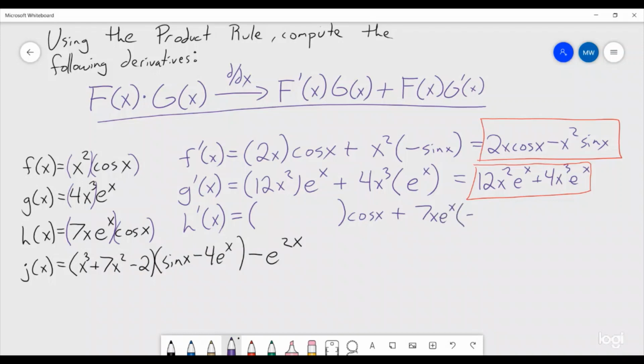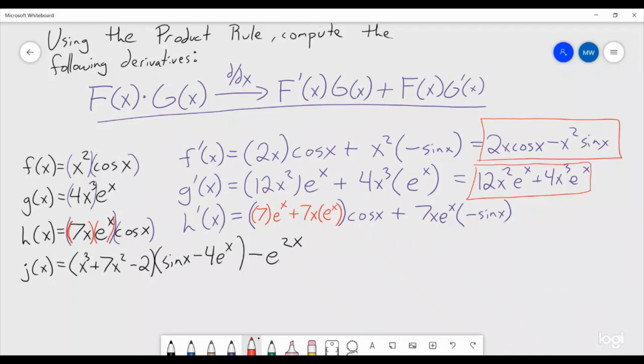Derivative of cosine is a negative sine x. Now you notice I skipped the derivative of the first function. Well, that's because for the first function, we're going to have to do a product rule for that one too. So if we break this first function up into 7x times e to the x, then we'll be able to take that derivative. So now only looking at 7x e to the x, we have the derivative of the first, so that's going to be a 7 times our second function, e to the x, plus our first function, 7x, times the derivative of the second function. So the derivative of e to the x is just e to the x again.